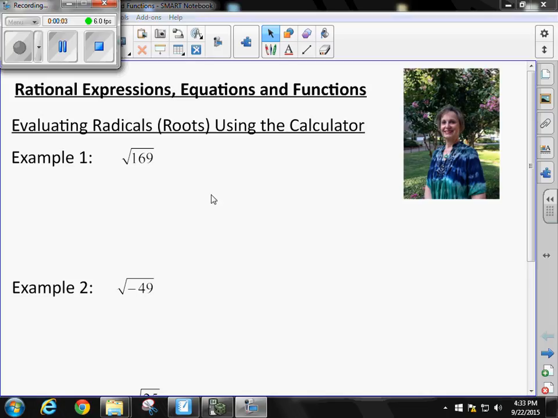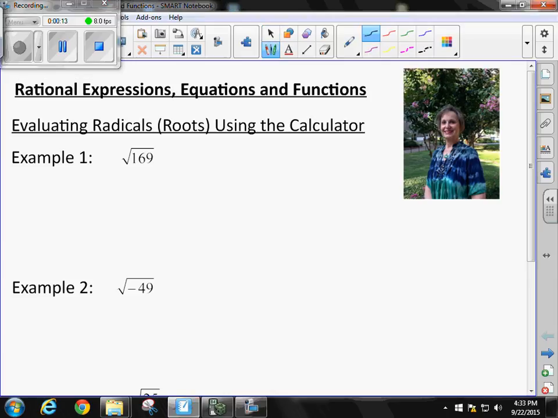Today we're going to talk about rational expressions, equations, and functions. I will first talk about evaluating radicals or roots on the calculator. Evaluating radicals or roots using the calculator.